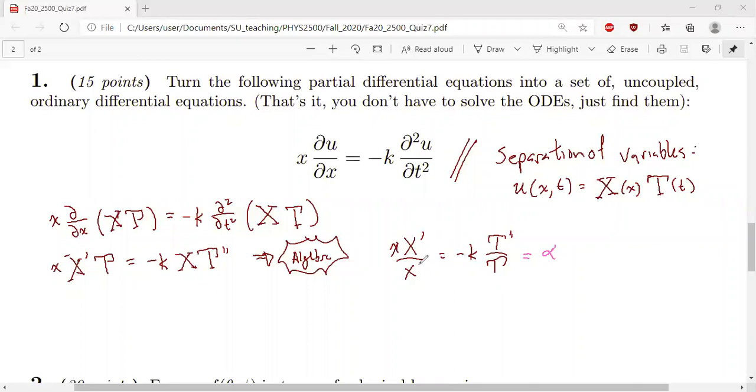So now what we have is that each of these two sides independently is equal to alpha, which gives me the two ordinary differential equations: variable x times X prime is equal to alpha X. Don't have to bother solving it because I wasn't asked to. And then minus k T double prime equals alpha T. So that is two ordinary differential equations, and we're done.